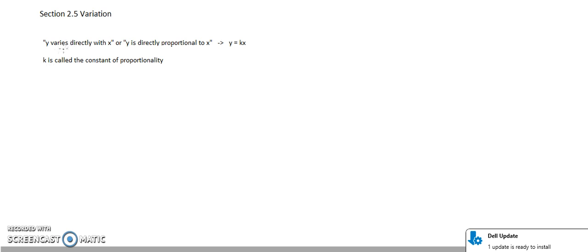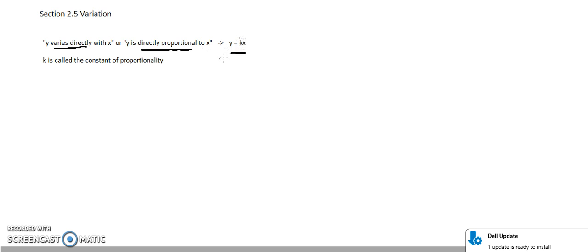Okay, so what we're looking for here is going to be wording that looks like y varies directly with x, or y is directly proportional to x. So when you see that word directly, you know that it's going to go with this model right here, y equals kx. It means that y is a multiple of x. All right, so we're looking for directly. This is called direct variation. So varies directly or directly proportional to.